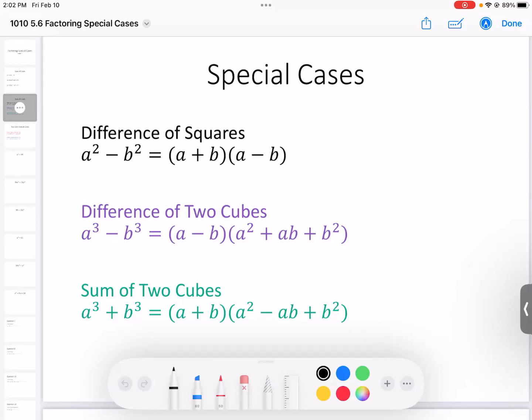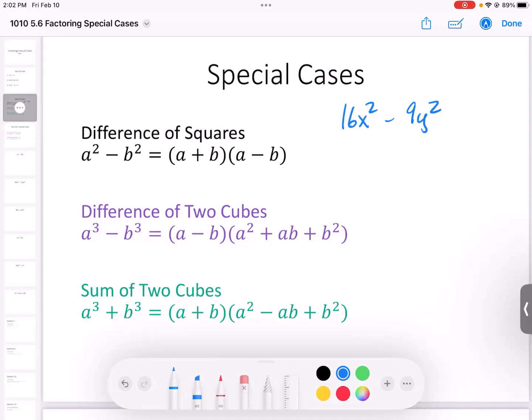So you could have, for example, 16x squared minus 9y squared. If you had a polynomial like that, this fits this form because you have two perfect squares that are subtracted from each other. So what you would do is ask, what are the things that are squared? Well, 16 is 4 squared. x squared is obviously x squared. And so in this case, a would be 4x because 4x squared gives you this. And then on this one, what would b be?